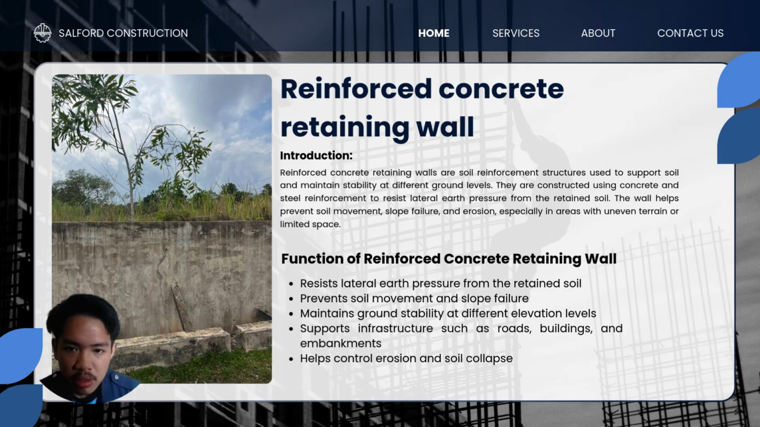Reinforced concrete retaining wall is a soil reinforcement structure used to support soil and maintain stability at different ground levels. They are constructed using concrete and steel reinforcement to resist lateral earth pressure from the retained soil. The wall helps prevent soil movement, slope failure, and erosion, especially in areas with uneven terrain or limited space.